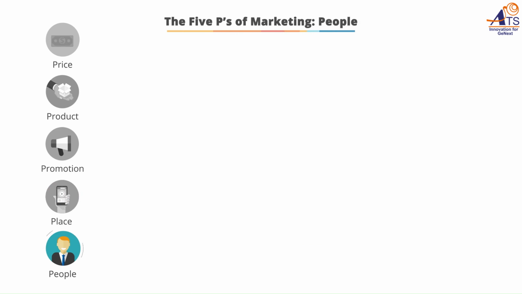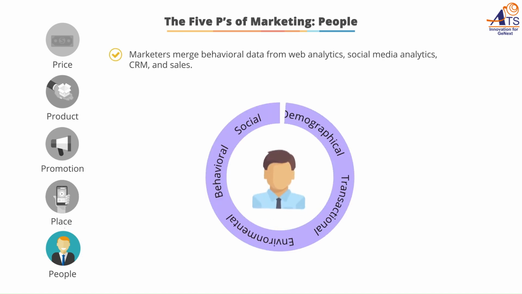The last of our 5 Ps is people. As you might have noticed, people is at the center of the other 4 Ps. There's a clear tendency to merge online behavior data typically provided through web analytics and social media analytics with back-office data such as customer relationship management and sales.